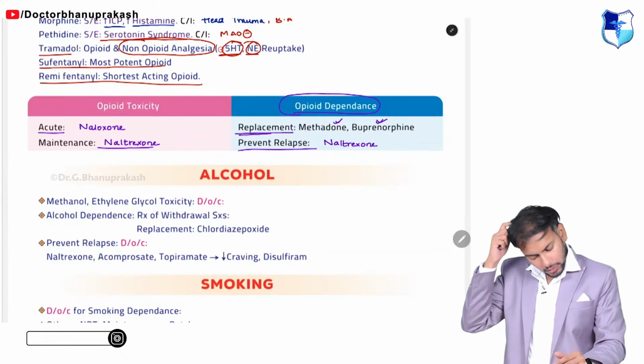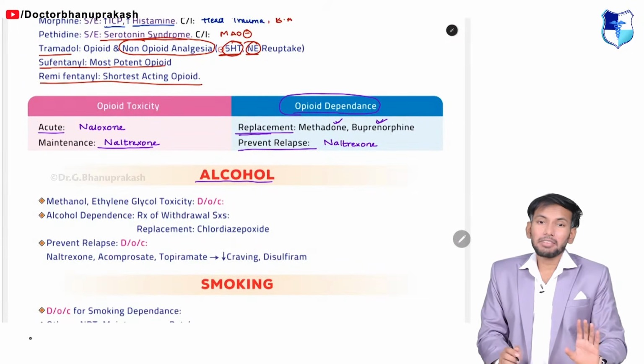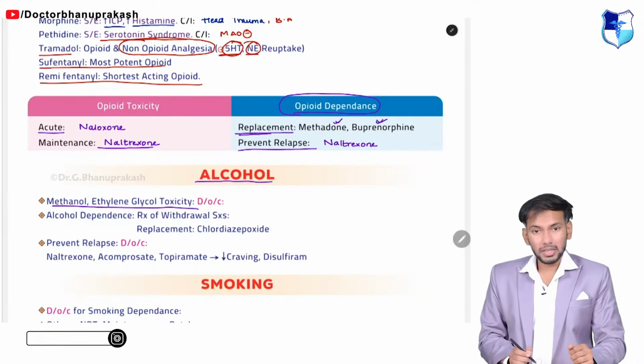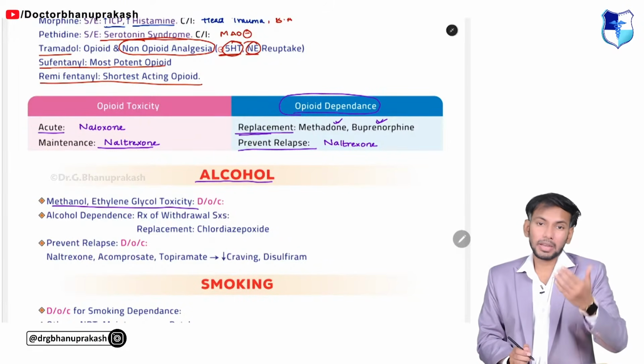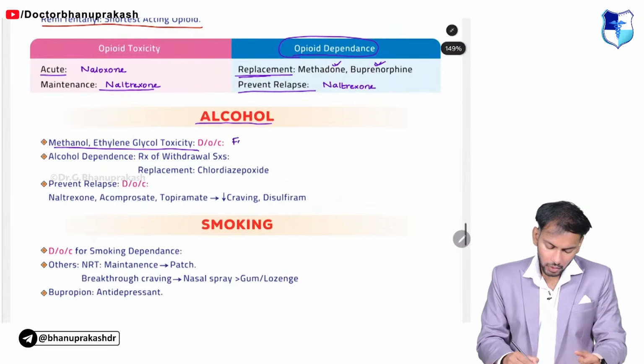By naltrexone. Now, next, alcohol. Alcohol, we have edible alcohol, that is ethanol. Methanol and ethylene glycol should not be consumed. Now, if you consume any of these alcohols, it will cause toxicity. Now, the drug of choice for this toxicity is fomepizole.